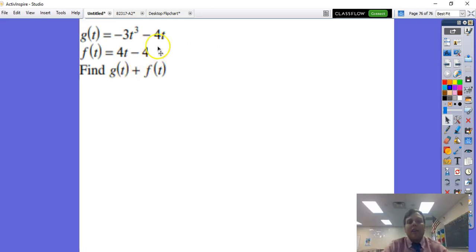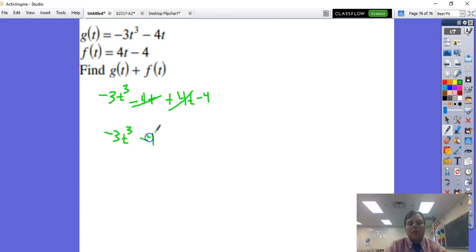Find g of t plus f of t. Here's g of t, here's f of t. So once again, I'm going to substitute in. So I'm going to say negative 3t cubed plus, it's not plus, minus 4t. Now what's going on between the two functions? A plus sign. So plus f of t, which is 4t minus 4. First thing to do is I look for the variable with the highest power, combining like terms. That's t cubed. So that is negative 3t cubed. Then I had minus 4t plus 4t. These two cancel each other out completely. And then I just have a minus 4. And that's all I'm left with.